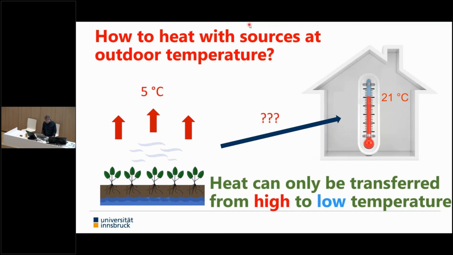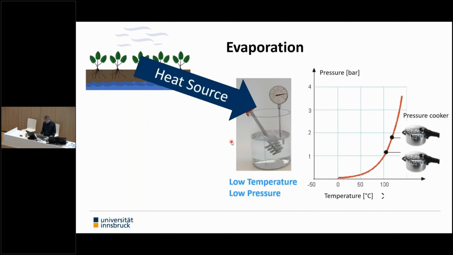Our ambient is cold, so in winter time it's around, whatever, 5 degrees centigrade, and indoors we want to have 21 or even more. So there is no way to simply heat with ambient temperatures. That's physically not possible, but we can use some tricks, and I'll show you how to do it with the help of a heat pump. So one trick is evaporation.